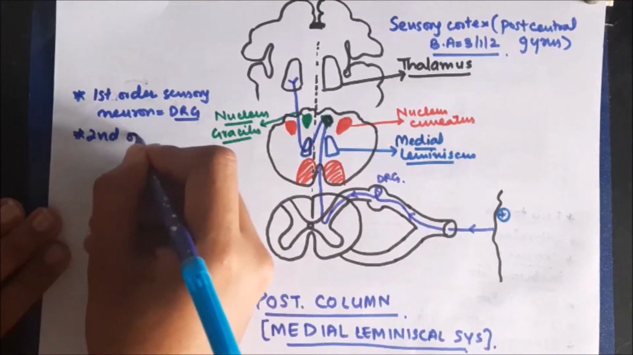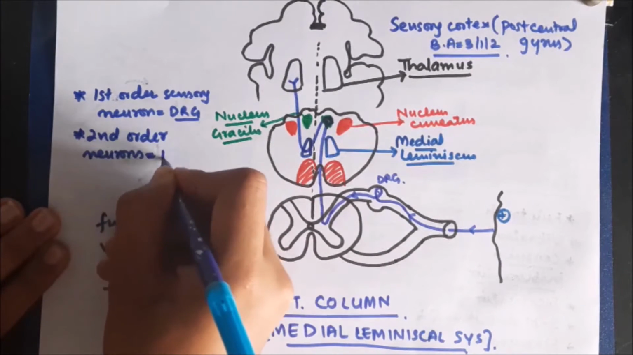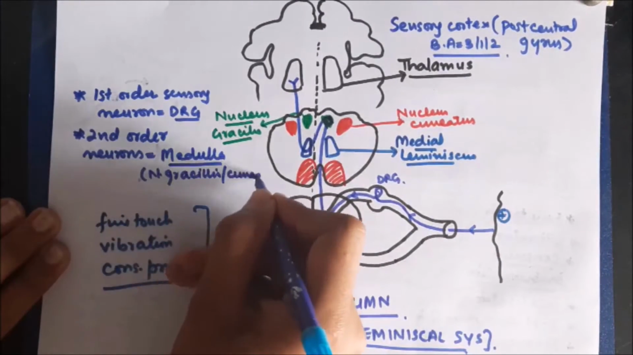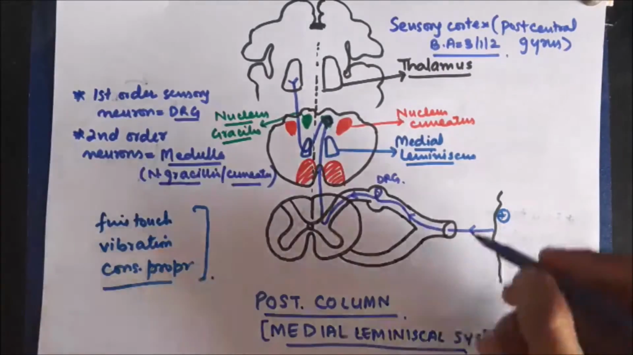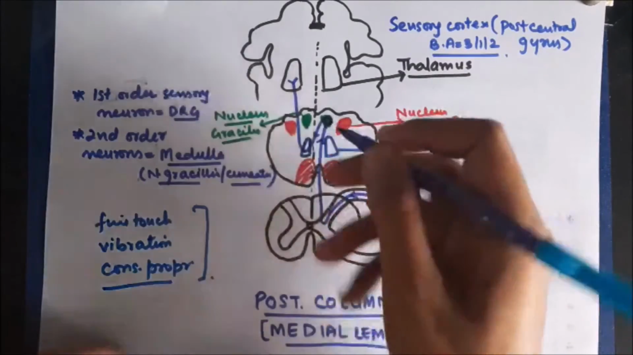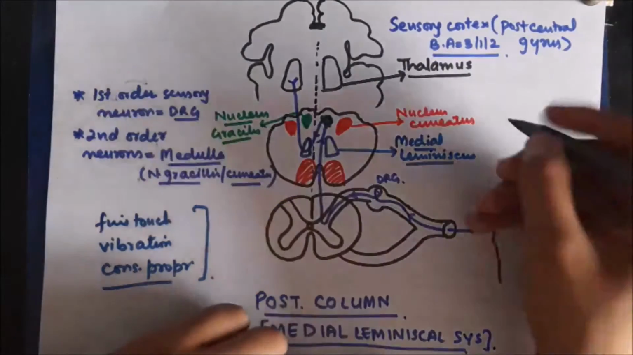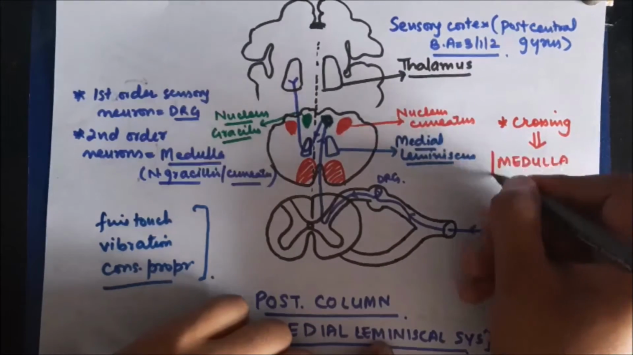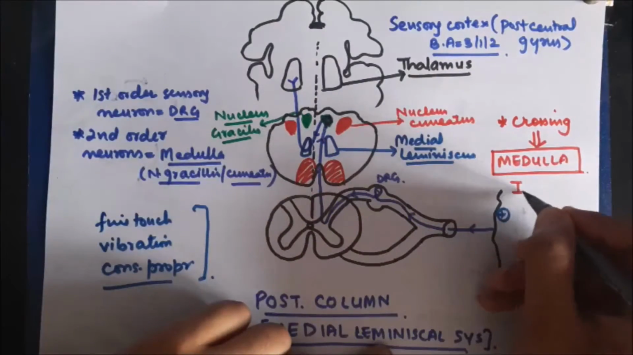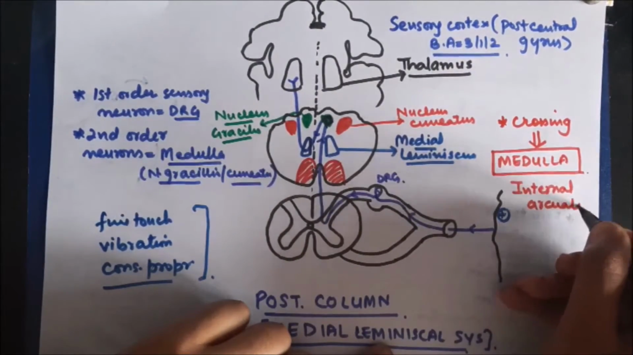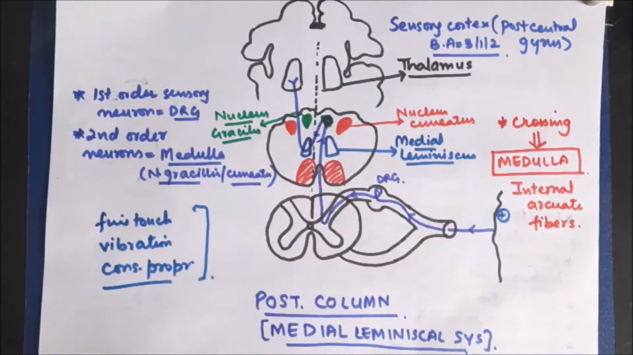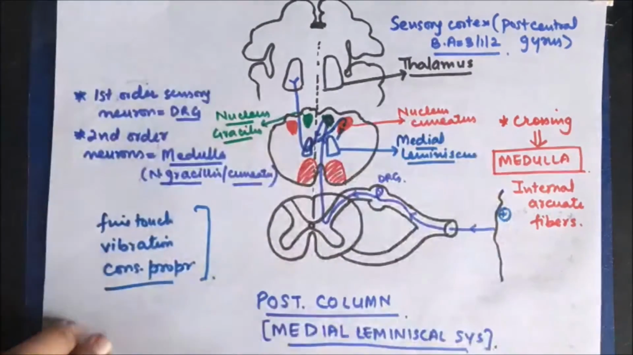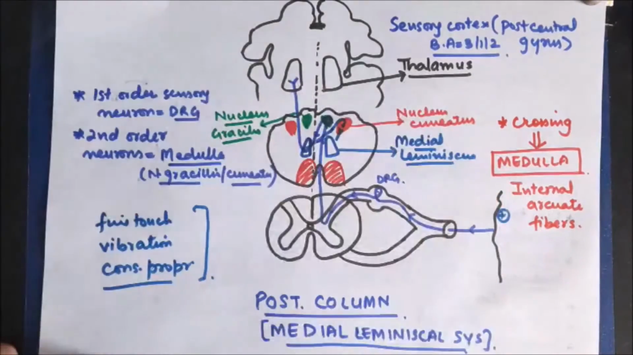So second order sensory neurons arise from the medulla, that is from nucleus gracilis and nucleus cuneatus, and these neurons cross to the opposite side and go to the medial lemniscus of the opposite side, from where they ascend to the thalamus of that side. So crossing of fibers of the posterior column occurs at the level of the medulla, and these fibers which cross internally in the medulla are called internal arcuate fibers. And they reach the thalamus. So again, the second order neuron of nucleus cuneatus crosses to the opposite side. Now these fibers go to the thalamus.